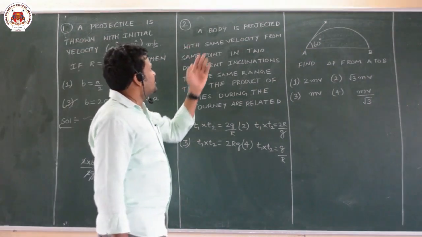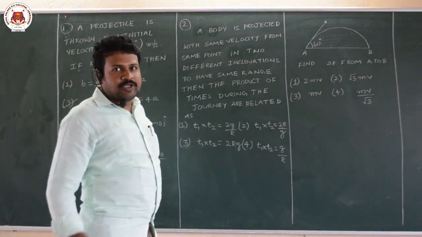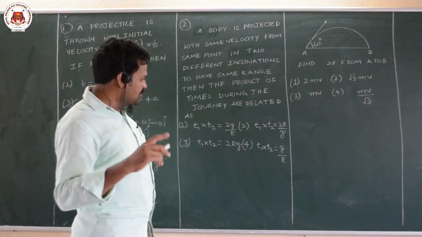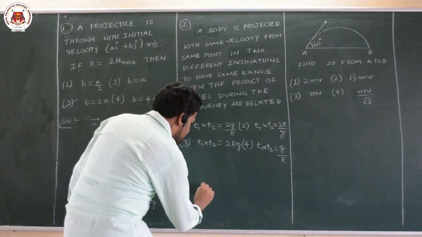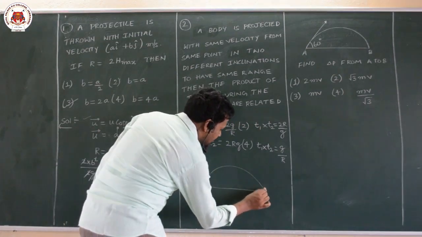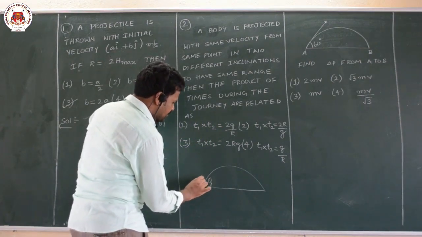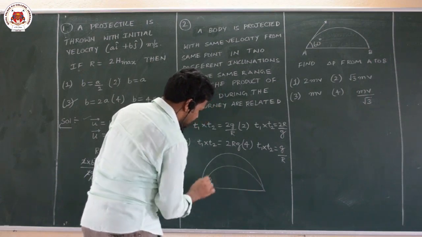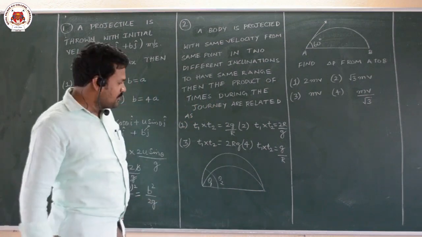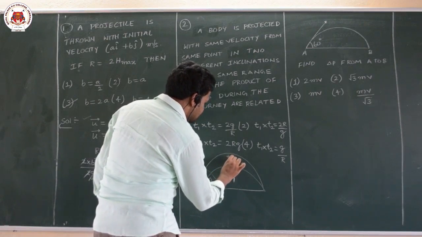In this question, what he has given is a body is projected with the same velocity from the same point in 2 different directions. That means one time he has taken one angle of inclination, next time he has taken another angle of inclination. So, a body is projected with a certain angle theta 1, next time he projected with a certain angle theta 2, such that the range is the same. Time taken for the first journey is t1, time taken for the second journey is t2.